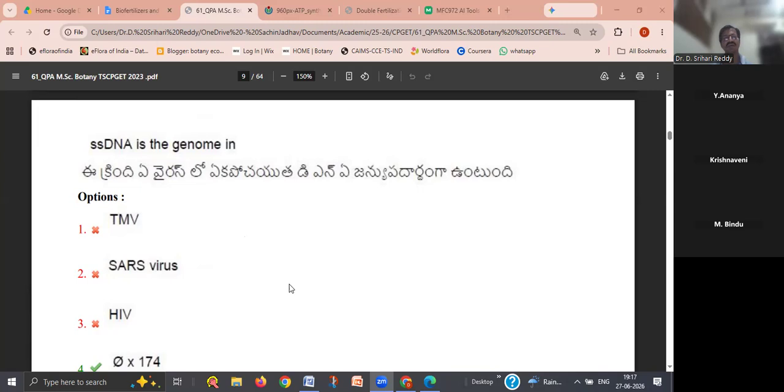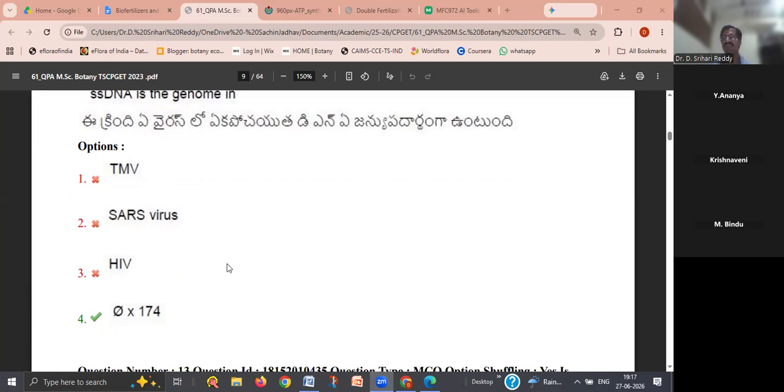SARS virus, it's a retrovirus. This virus consists of RNA as a genetic material. Okay, SARS virus, it contains RNA. Coronavirus, all of them belong to the same family. They cause the respiratory diseases in human beings. And HIV, it's a retrovirus. It is also an RNA virus.